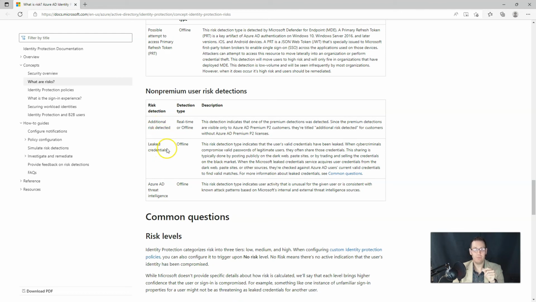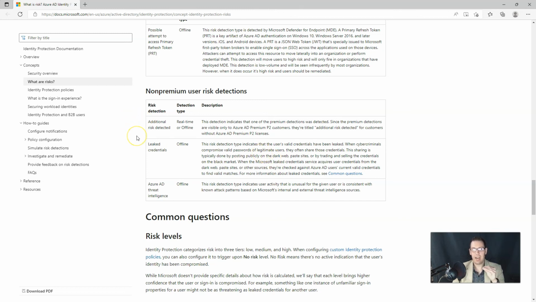Remember when I talked about this before? We're looking at dark web, paste sites, trading and selling credentials on the black market. Microsoft is looking at all of these. They have cybersecurity experts that are doing these and infiltrating into these honeypots and such, looking for all of those.